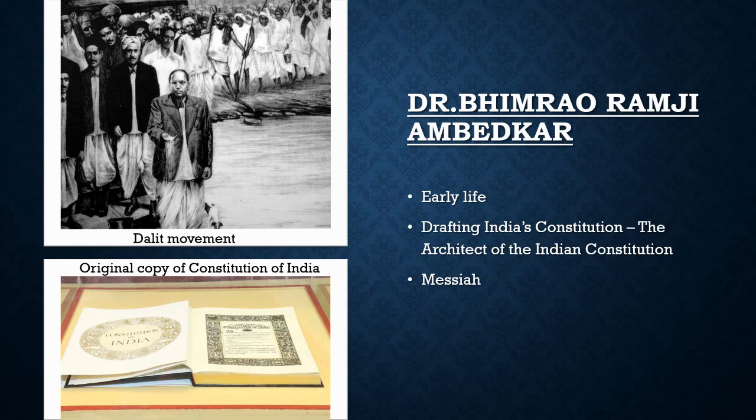It took 2 years, 11 months and 17 days to complete the writing of the Constitution. There were 22 parts, 395 articles, and 8 schedules in the original Constitution. Due to his remarkable efforts to eradicate social evils, he is called the Masiha of the Dalits and downtrodden people.